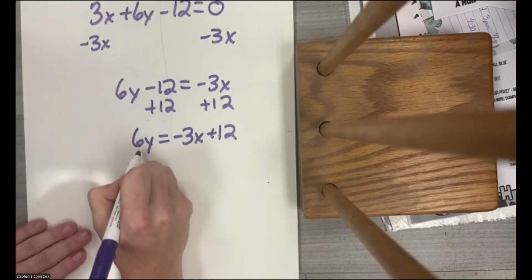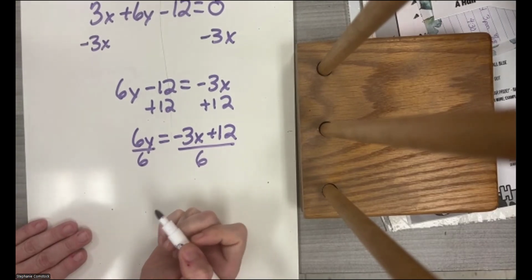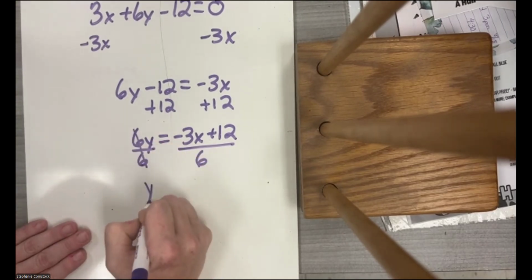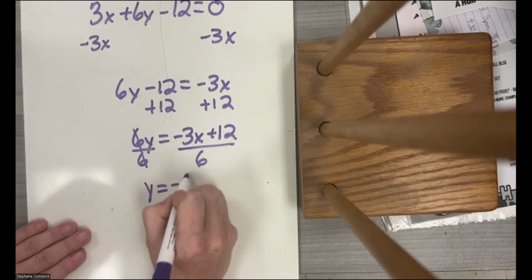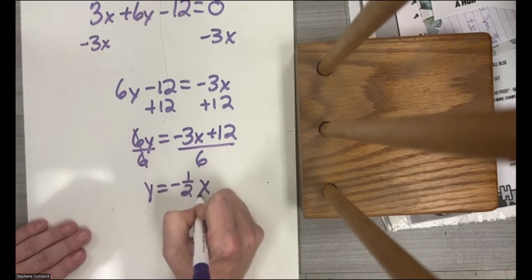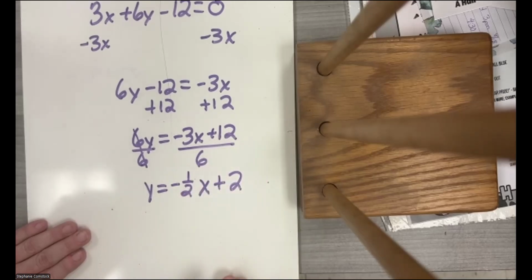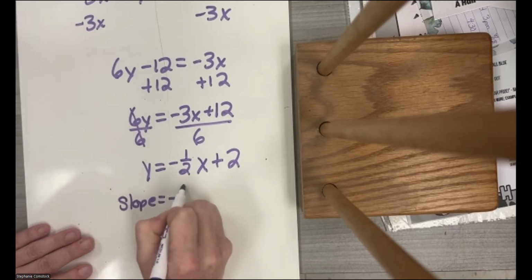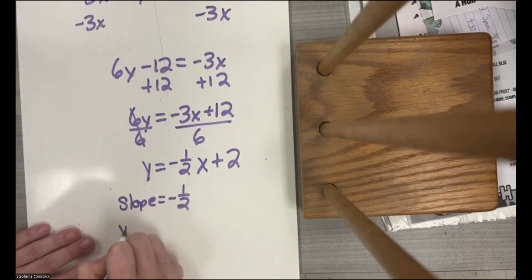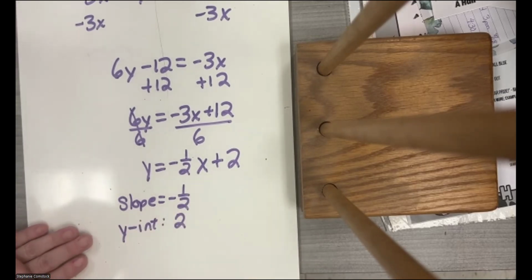Okay. And then I'm going to divide by 6 because I am trying to get into that slope-intercept, or y equals mx plus b, form. So this is going to be y equals negative 3 divided by 6, which will reduce to negative 1/2 x, plus 12 divided by 6, which will reduce to 2. So my slope is going to be negative 1/2, and my y-intercept is going to be 2.